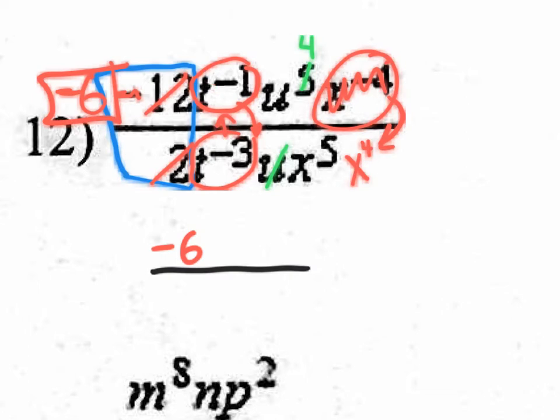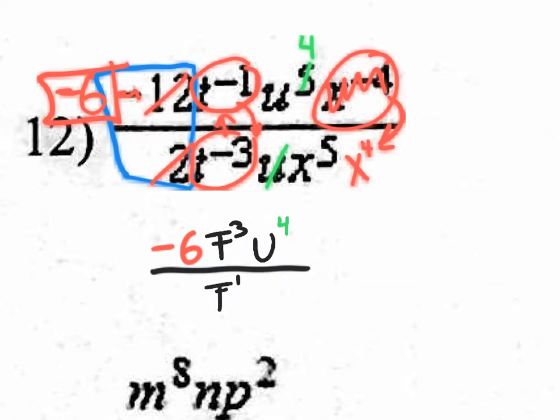I have t to the 3 up on top, right? Actually, I'll make that a capital T. And on the bottom, how many t's do I have? 1 t on the bottom. Okay. And then how many u's do I have up on top? U to the 4. Sorry, I made my t look weird. And then what else is left up on top?